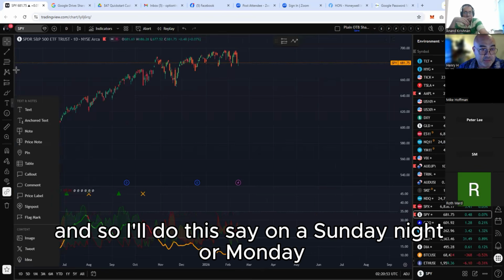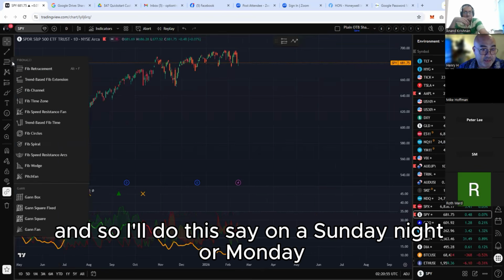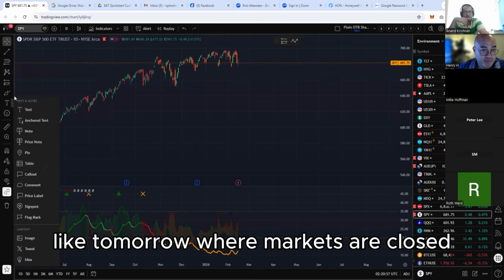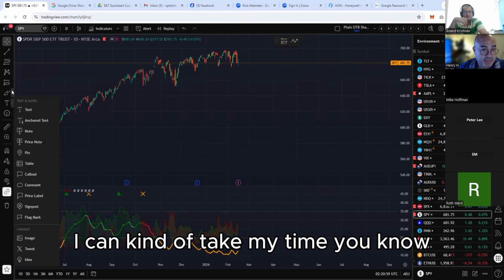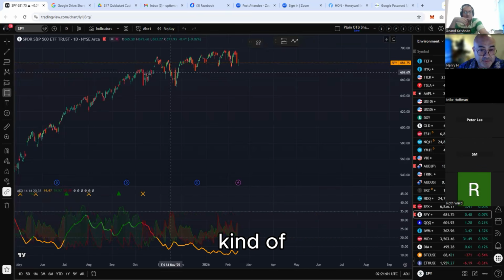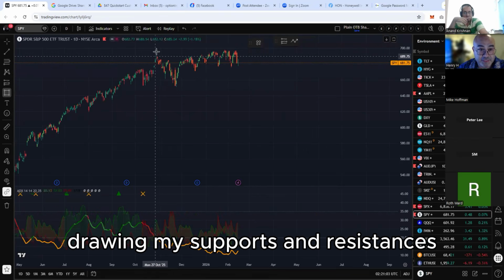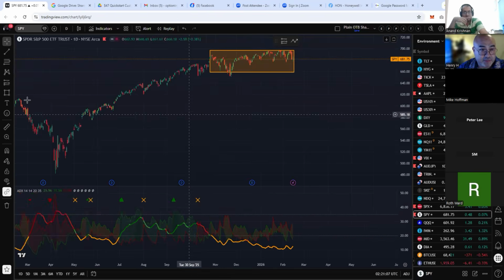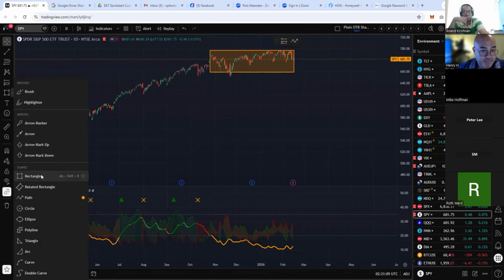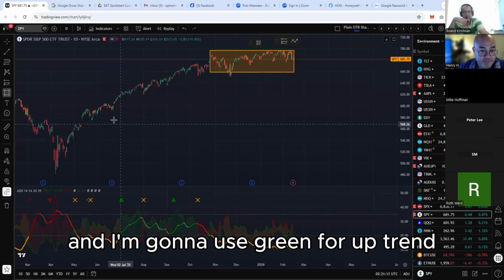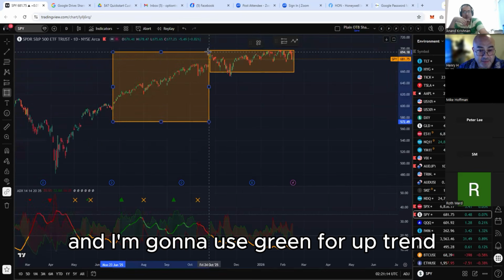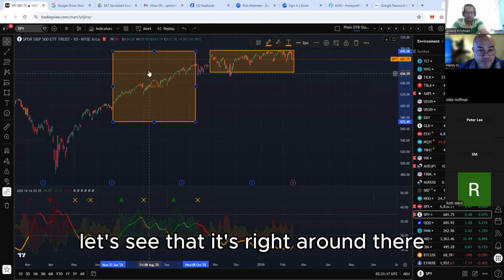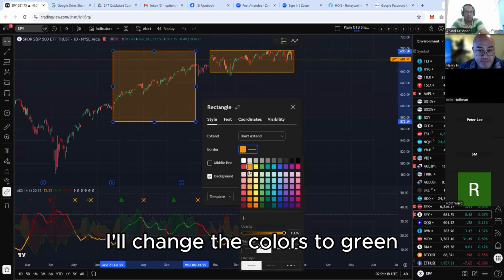So I'm going to mark these. I'll do this, say, on a Sunday night or Monday, like tomorrow, where markets are closed. I can take my time drawing my supports and resistance and my market conditions. So I'm going to use orange for chop, and I'm going to use green for uptrend. That gets right around there, and I'll change the colors to green.